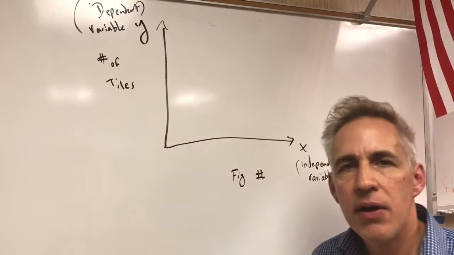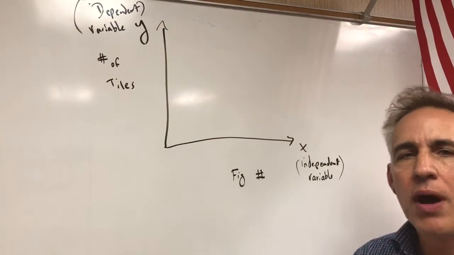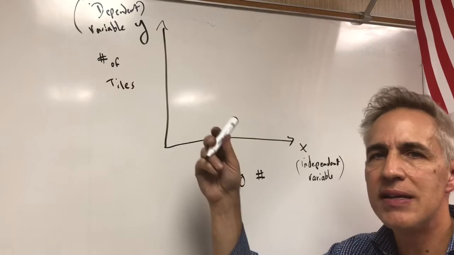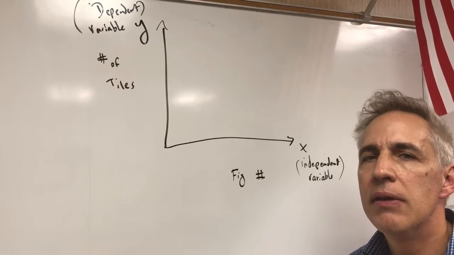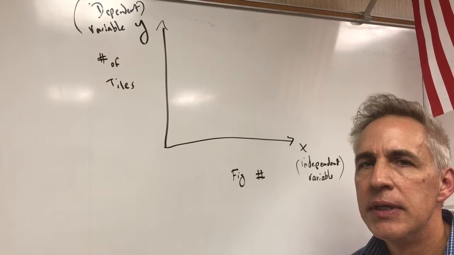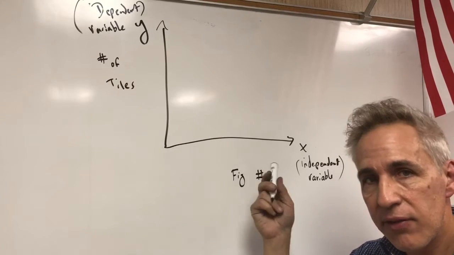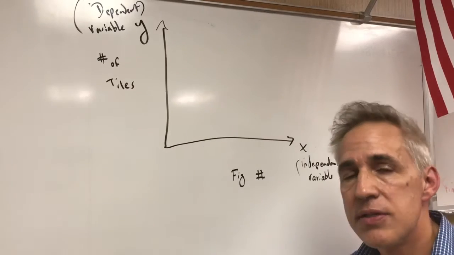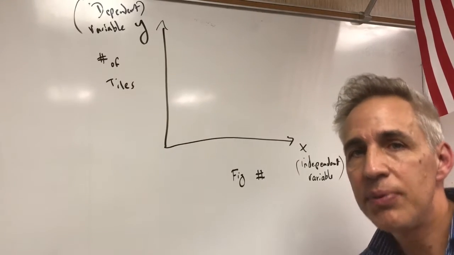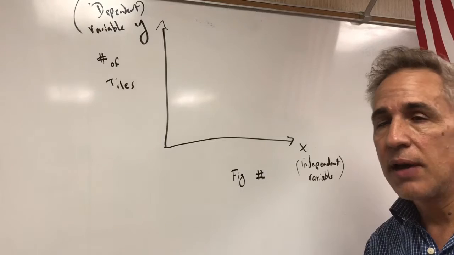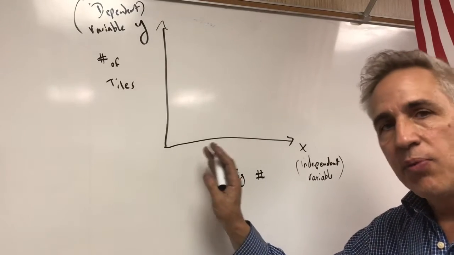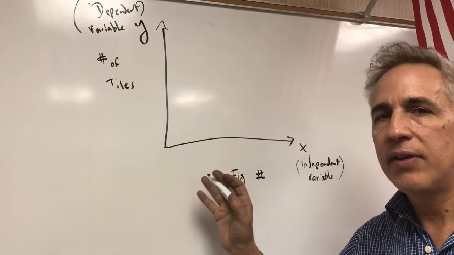Okay, now we're looking at our basic graph, x and y. X is the independent variable, y is the dependent variable. And just as we had in the table and in the tile pattern, the figure number is the x and the y is the number of tiles. So we simply fill in from the table or the tile pattern these values, but we need to create a complete graph. Part of that is having a scale.